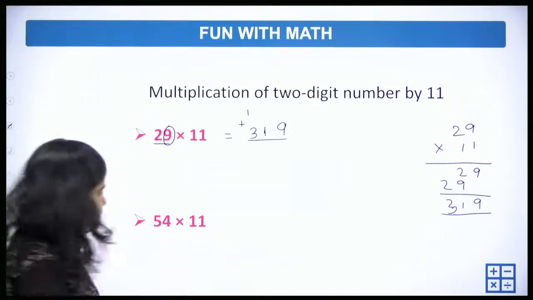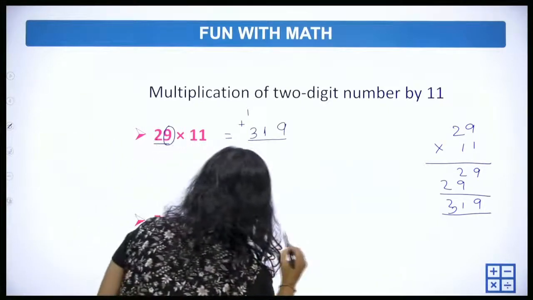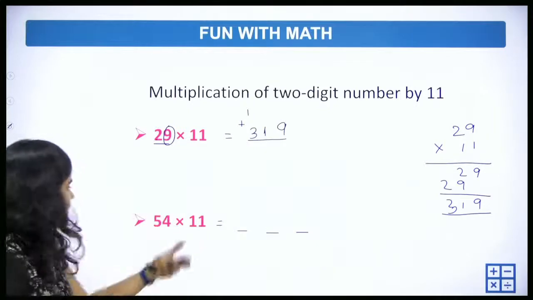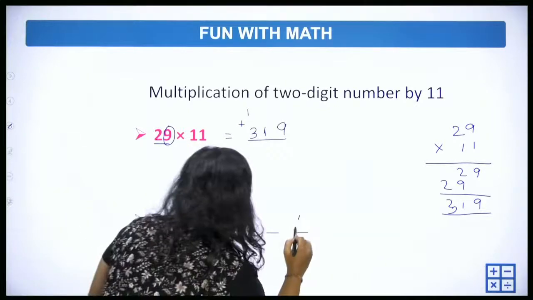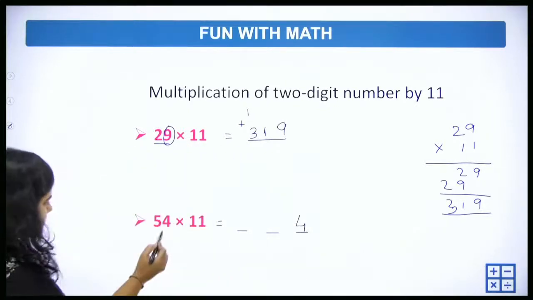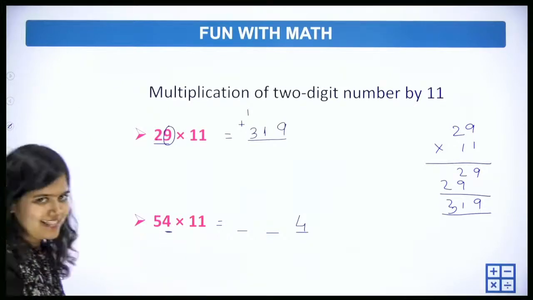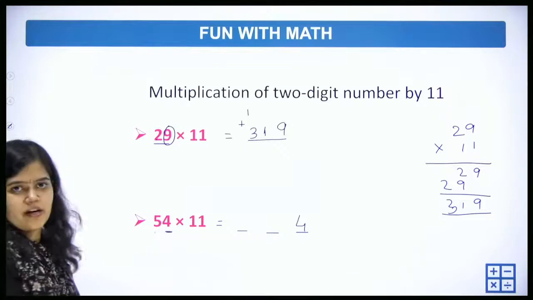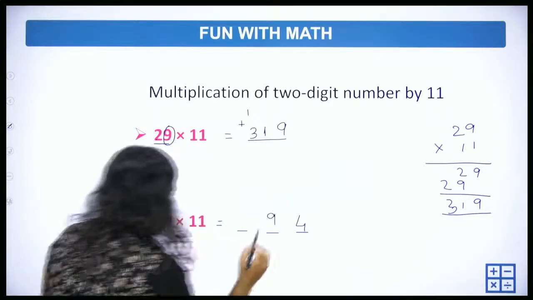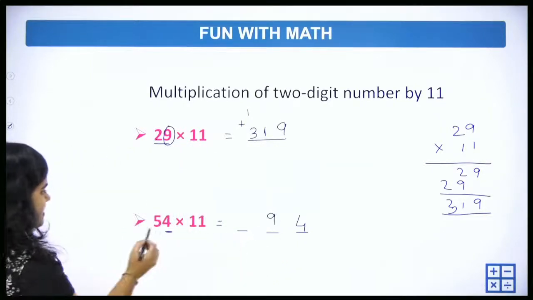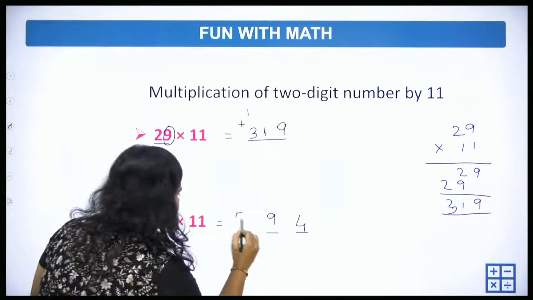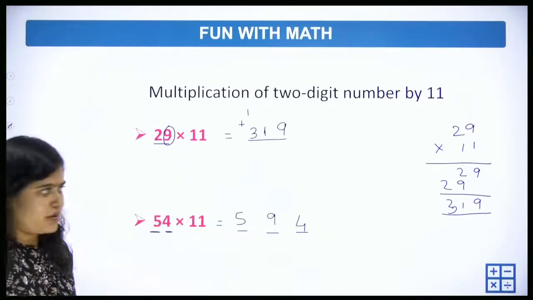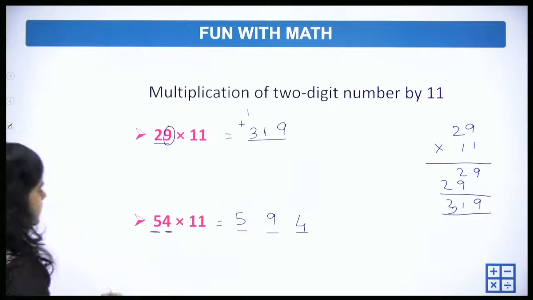So let us do one more number. 54 into 11. So this is going to be a 3-digit number. Ones place is always the ones place of the number, 4 as it is. Coming to the tens place, 5 plus 4, which is 9. And then hundreds place is the number 5. So 594.